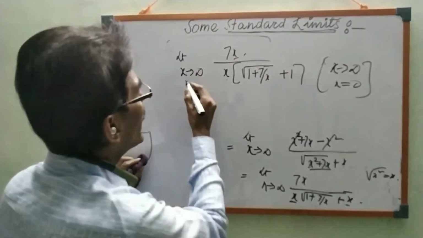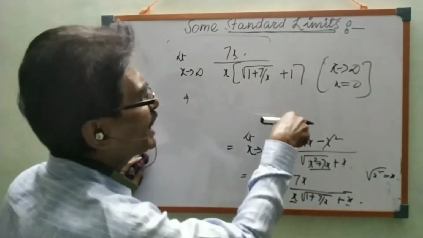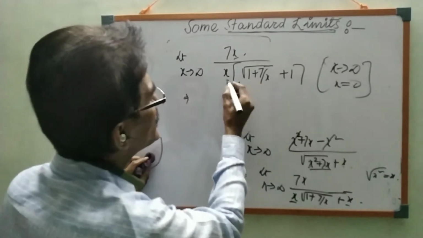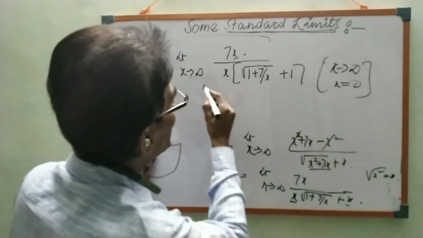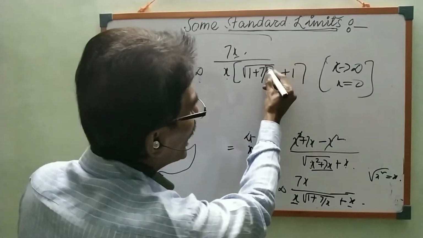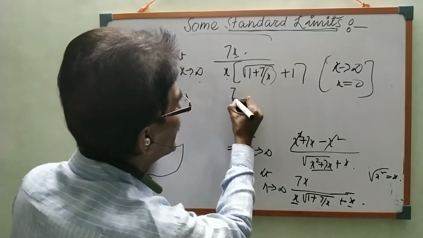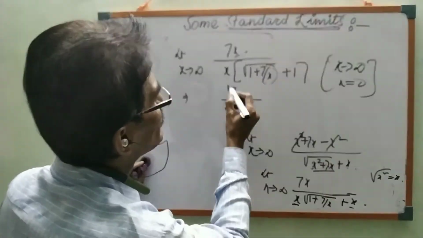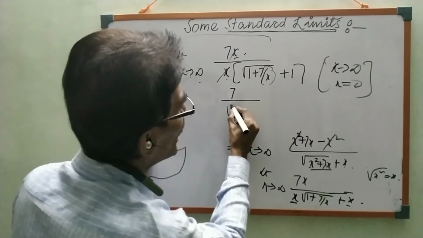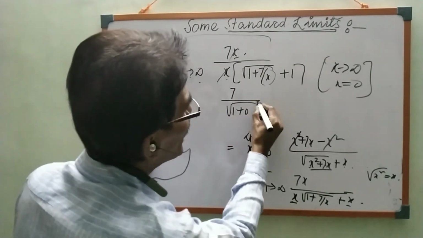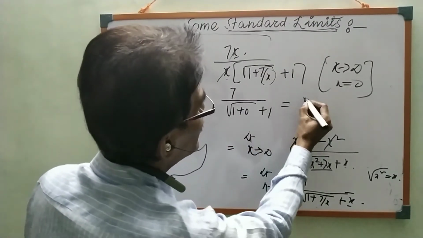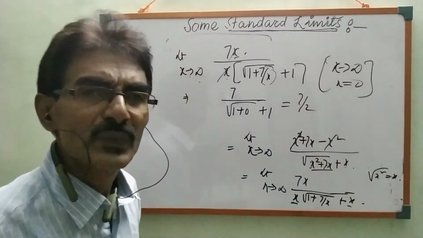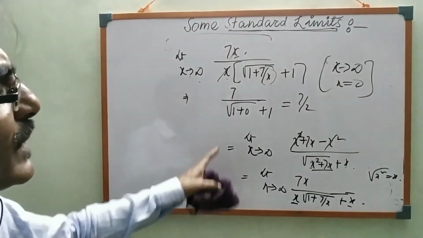that's why you are going to cancel. And after that, or mentally you can do it, use the limit: as x tends to infinity, 1 by x is 0, so final answer 7 by root over 1 plus 0 plus 1, final answer 7 by 2. I think it is clear.